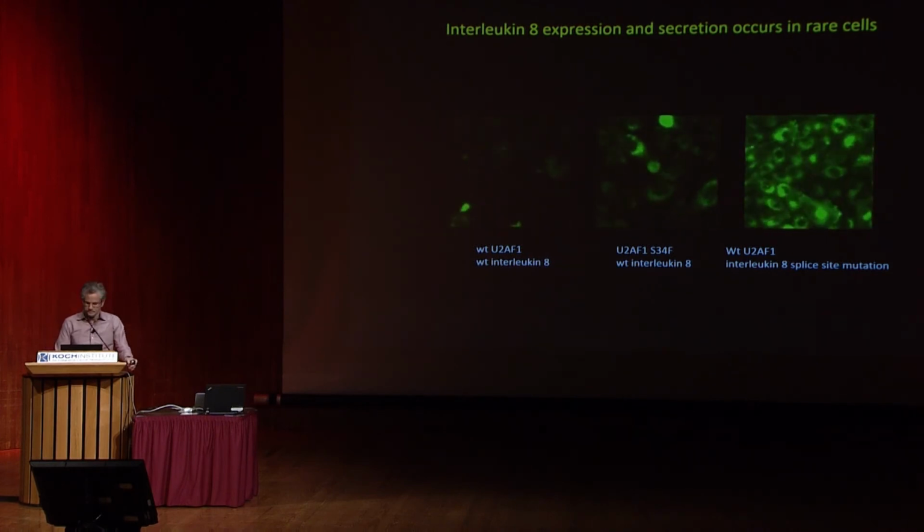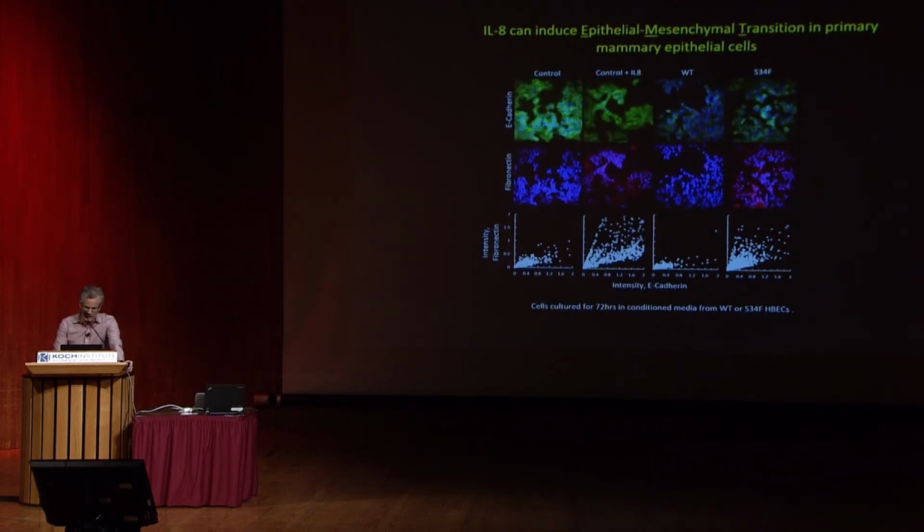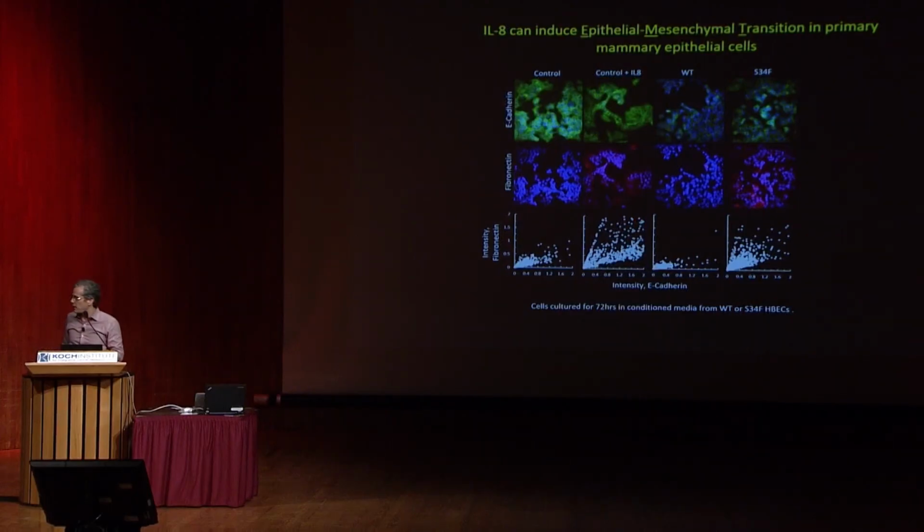So to put that in perspective, this is a trans-acting mutation which changes IL-8. This is a cis-acting mutation in IL-8, which dramatically enhances this phenotype. So the question we had is, are these small number of cells that are showing this aberrant behavior, is this enough to give you cancer? Is this enough to transform cells? So what we did is we took media from these cells and we put them on primary mammary epithelial cells.